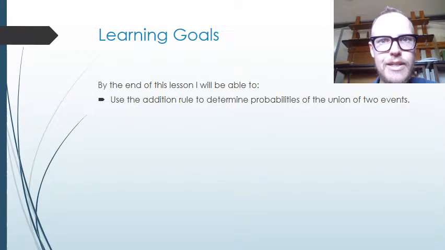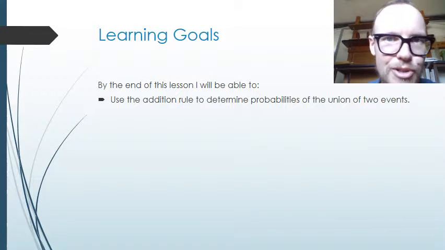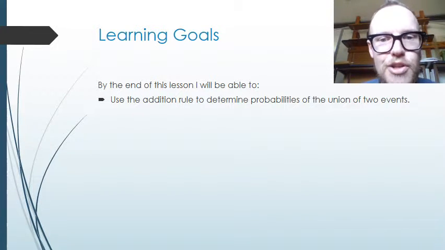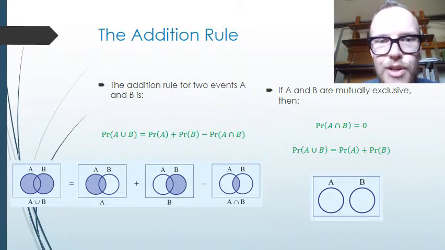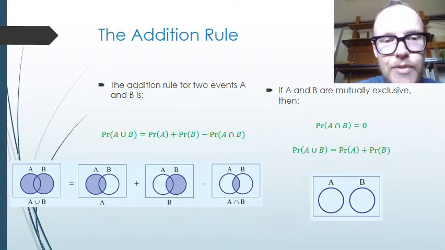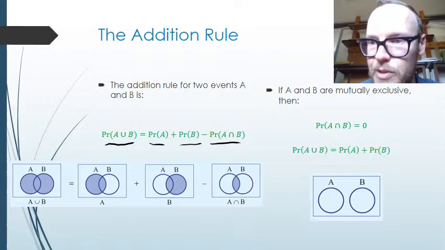Today we're going to look at using the addition rule in probability. The learning goal is to be able to use a new rule called the addition rule to determine probabilities of the union of two events. The addition rule says the probability of the union of two events is equal to the probability of one event plus the probability of the other, subtracting away the intersection, the ones that are common to both.